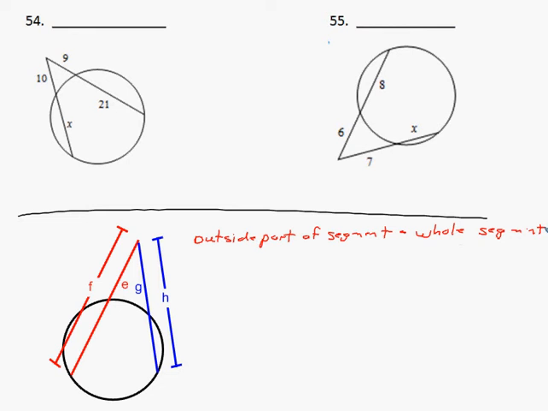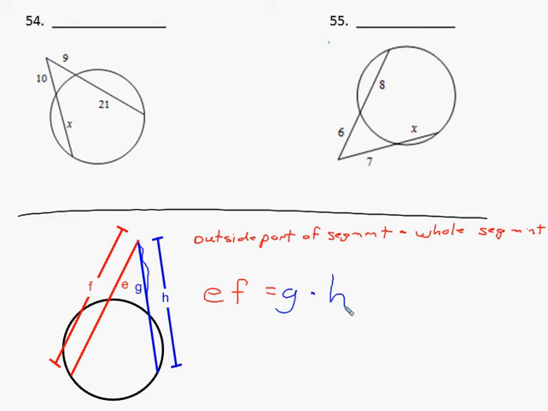So over here, looking at our red, we'll have E, that's the outside part, times the whole thing, the whole length there is F, and that's going to be equal to the product of the outside part of the blue one, which is G, times the whole thing, which is H.